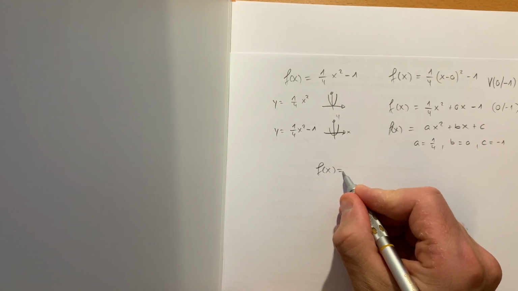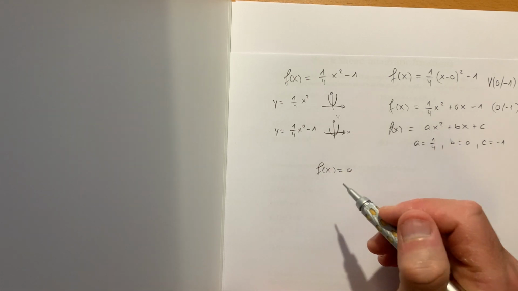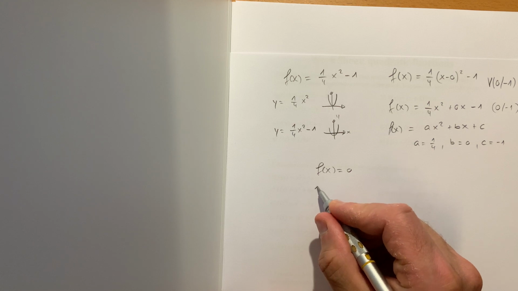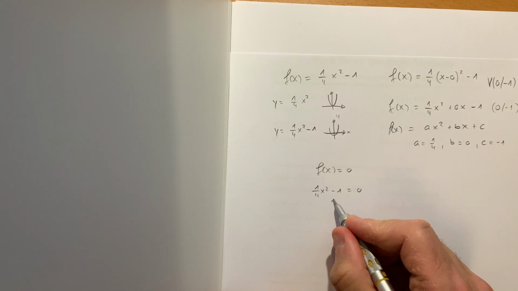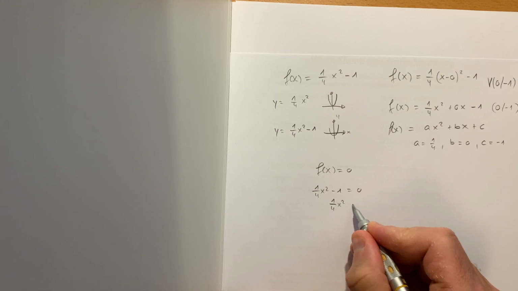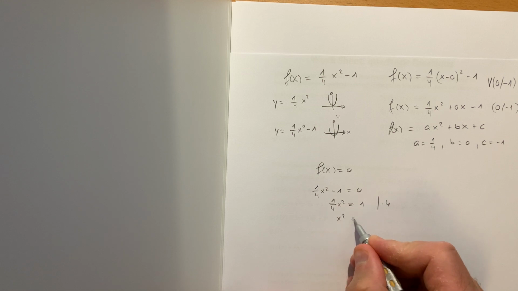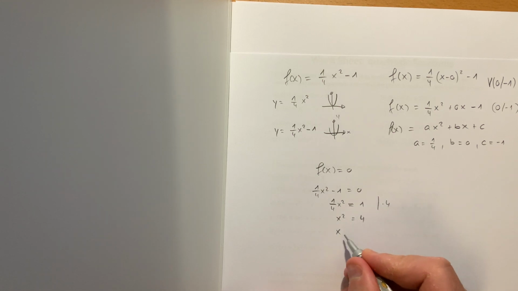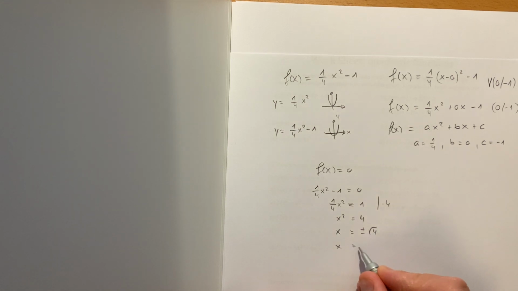f of x is equal to 0. So for which x is the y value 0? Well, 1/4 x squared minus 1 is equal to 0. So you could write 1/4 x squared is equal to 1, times 4. x squared is equal to 4. And this is extremely simple. Plus or minus the square root of 4. x is plus or minus 2.